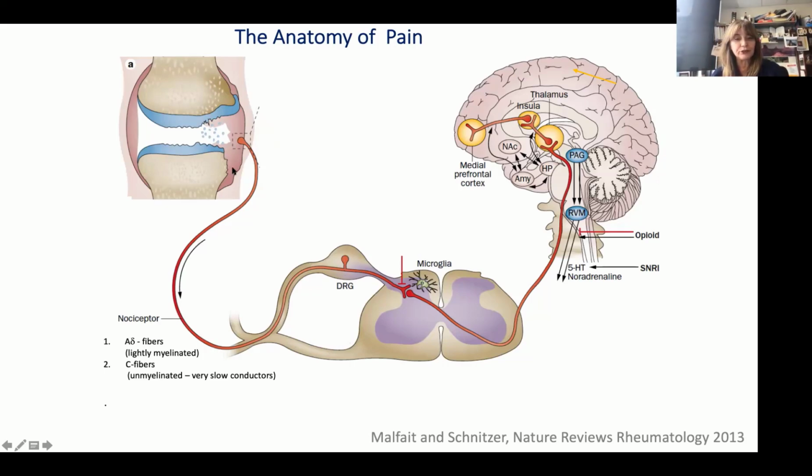There's a long peripheral terminal that goes and innervates the peripheral tissues. And then there is a shorter central terminal that goes into the dorsal horn of the spinal cord, where the first synapse occurs. And from there, the signal is then relayed to the midbrain and the higher regions of the brain. So that's the basic template of pain.